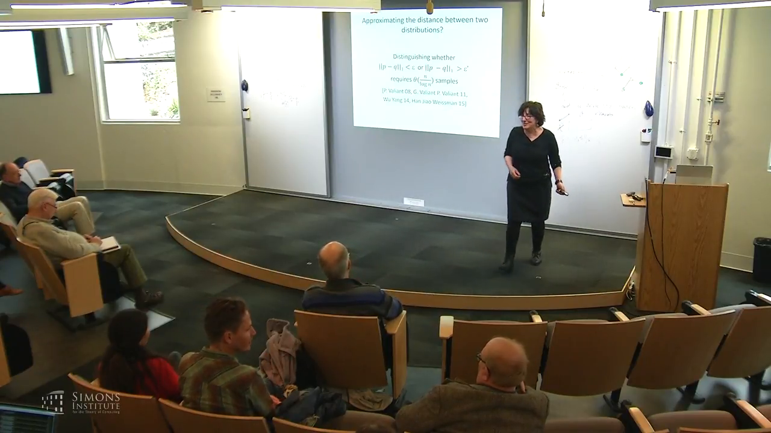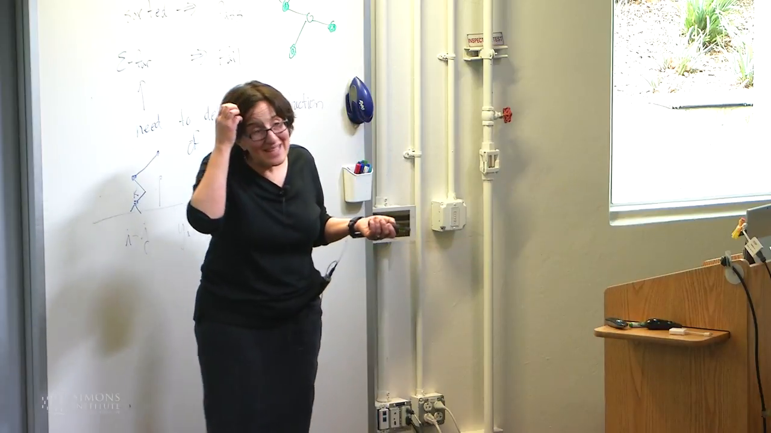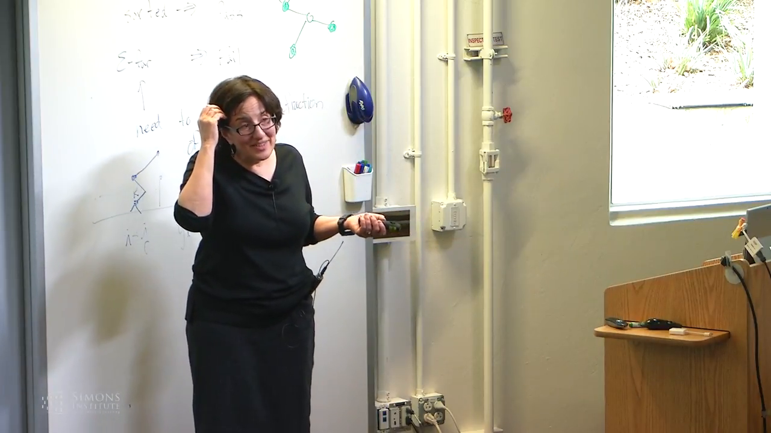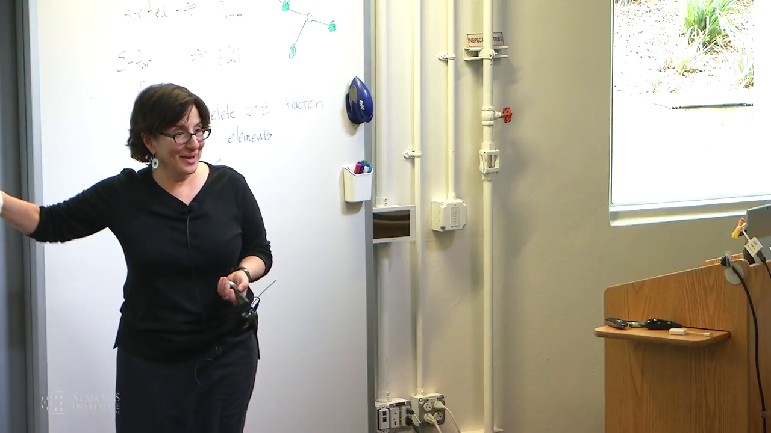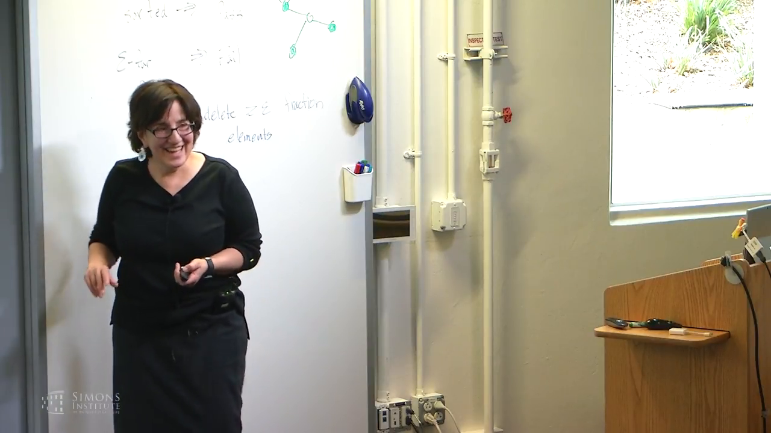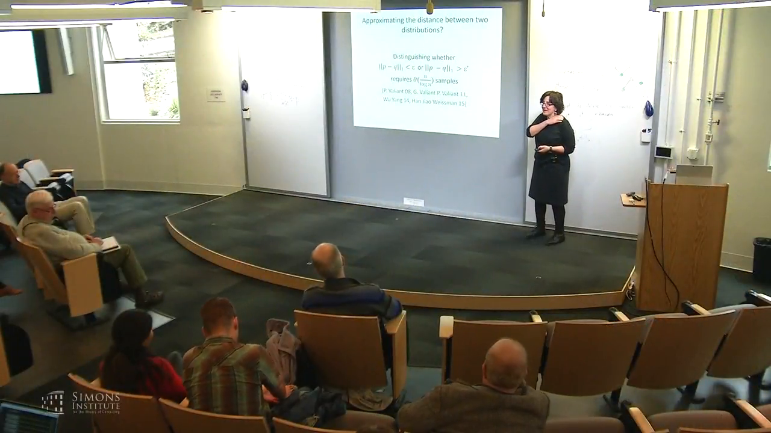How would you even test this? Are you going to run it on every single distribution? I don't know. It's a good question. Good open question. Especially because of log n, right? With square root n it's less critical. No, that's a really good point.